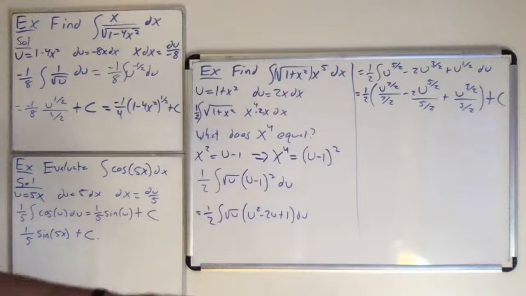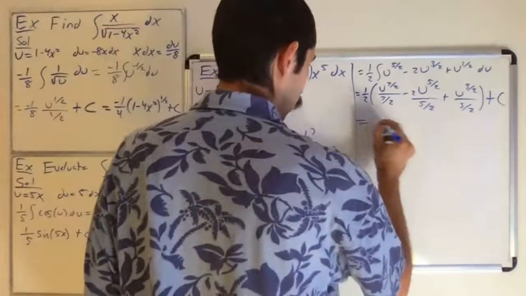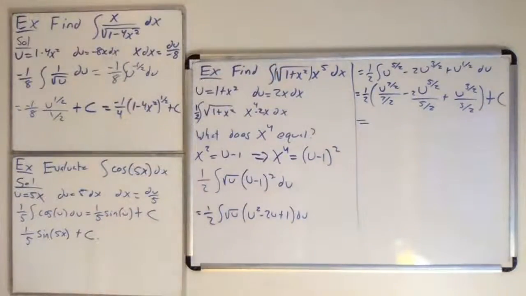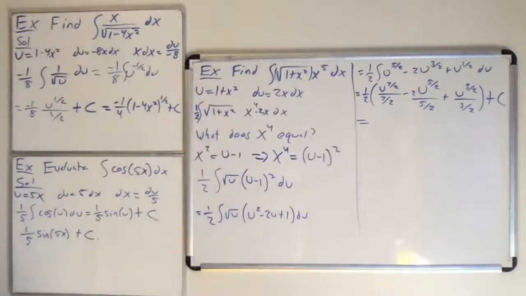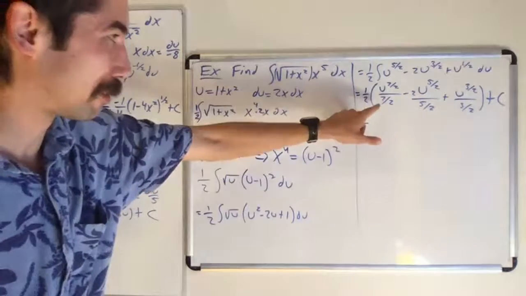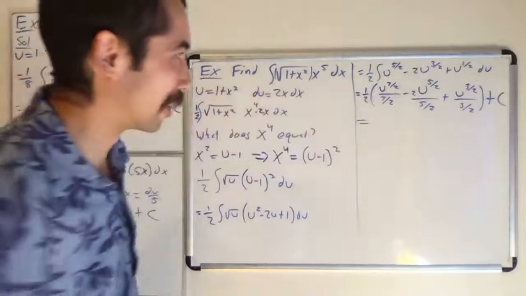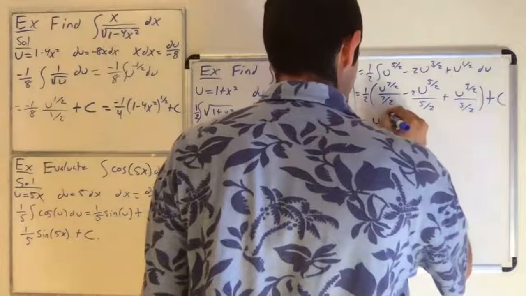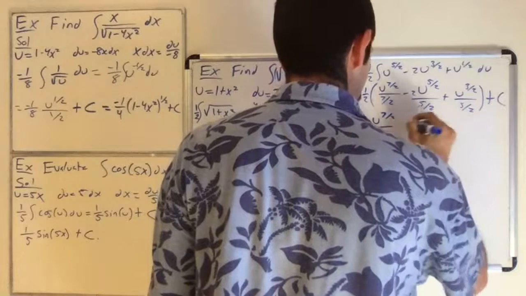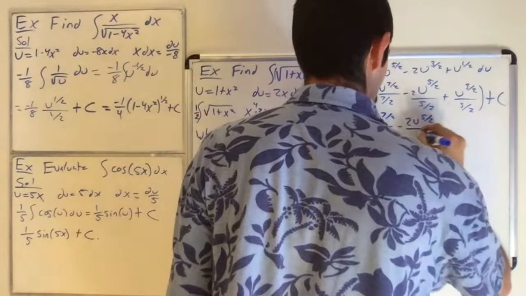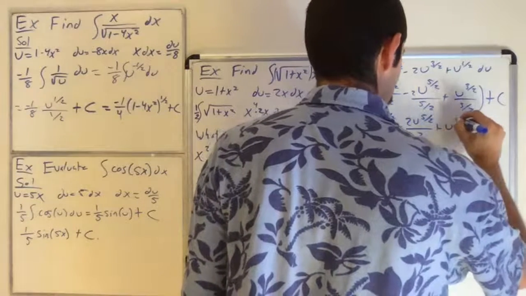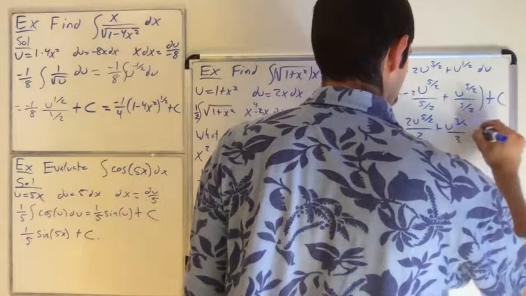Okay, and now we can just, I mean, this is a fine way. Oh, well, it's not a fine way. I'll leave it. We can multiply this 1/2 through, and it's going to kill all the 1/2s in the denominator. So this is u to the 7/2 over 7 minus 2 u to the 5/2 over 2 plus u to the 3/2 over 3 plus c.